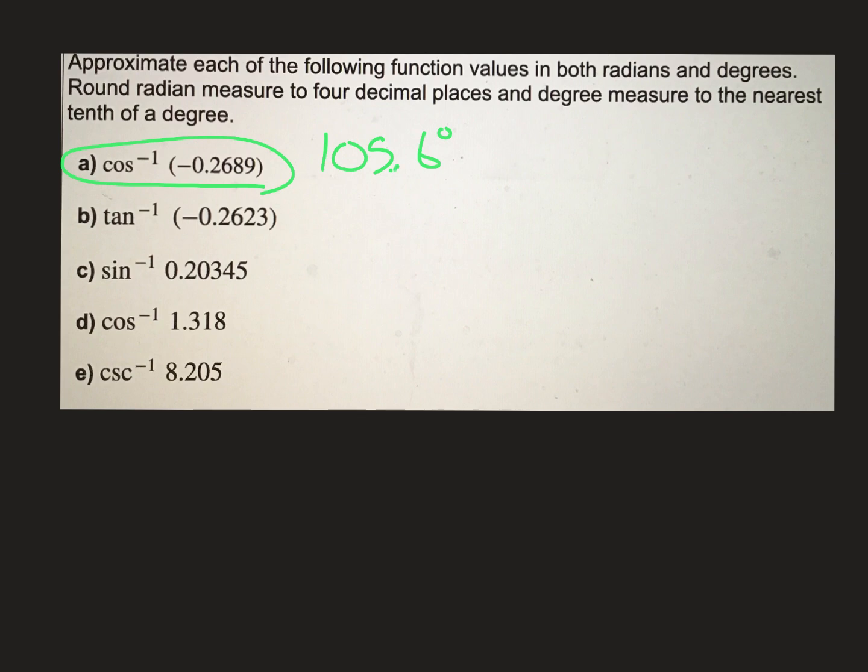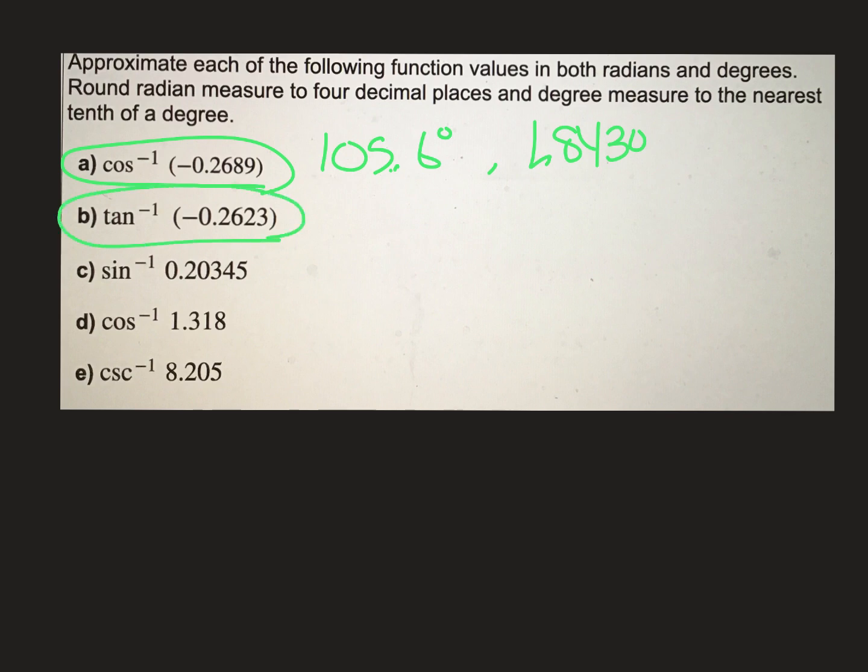I'm going to do the same thing, so change the mode to radians, quit that, go second cosine of negative 0.2689, hit enter, and I get this for the radians, 1.8430, because it did say 4 decimal places. I don't think I did that for the degrees. A degree is the nearest 10th, so I did it right. Let's go to one more.